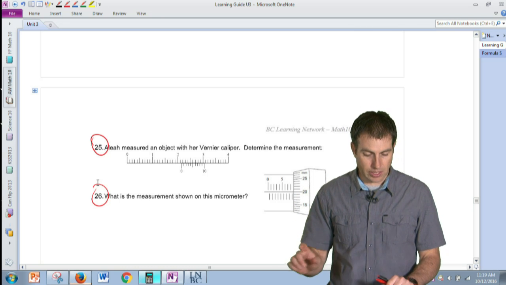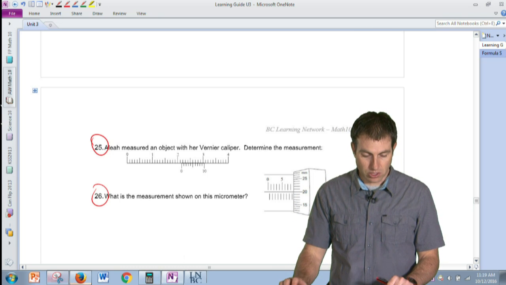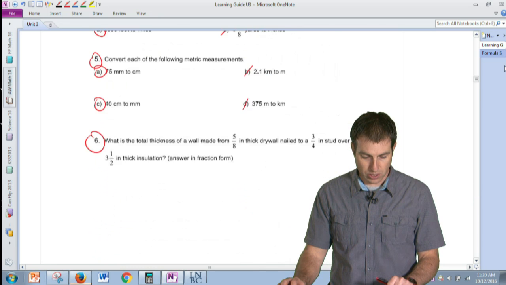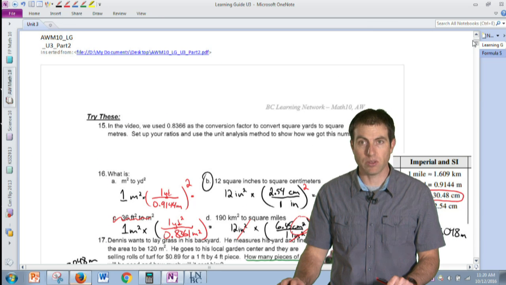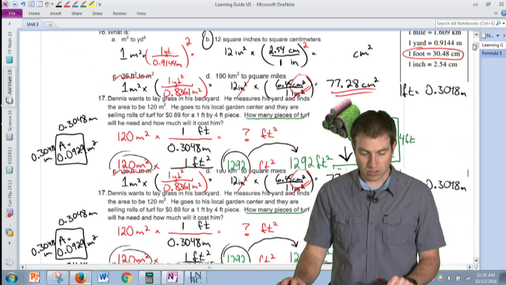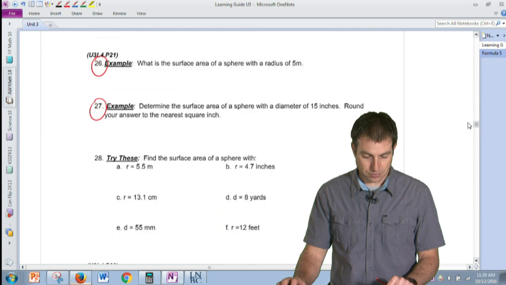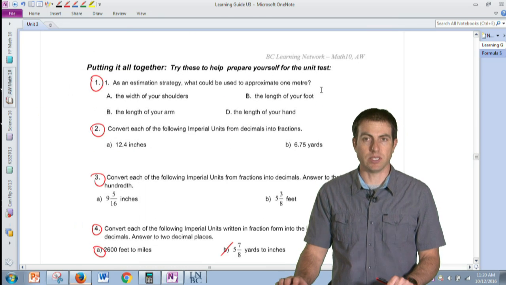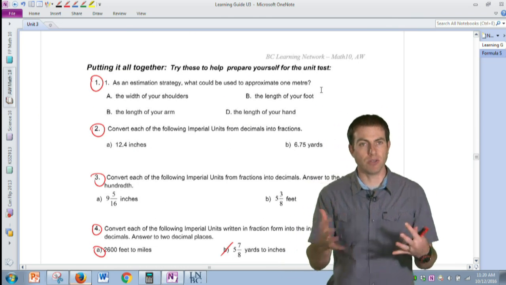What I'm going to say is this. The learning guide, so we kind of started midway through this learning guide at question 15, and then we did all these sort of lessons. We did the volume one today, and then this putting it all together. So you're going to finish these questions.